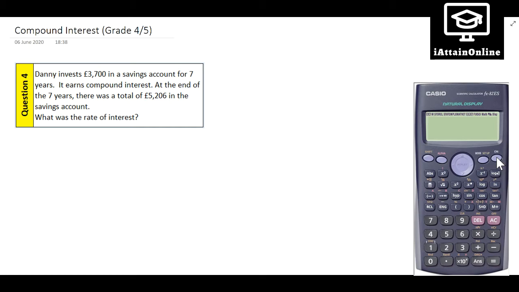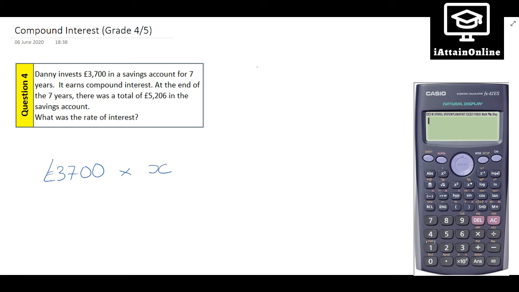Okay, so for this one, we are told how much Danny invested at the start, how long it was in there for, and at the end of the 7 years, how much money was left. So, with these questions, we know that 3,700 multiplied by the multiplier, but we don't know what that multiplier is.